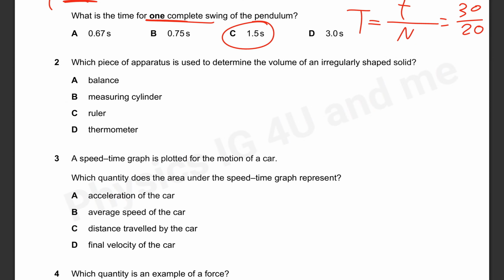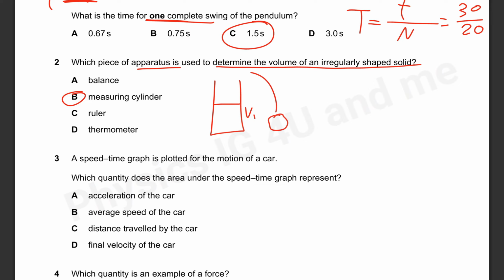Now, question 2, which piece of apparatus is used to determine the volume of an irregularly shaped solid? We know that we're going to use a measuring cylinder. Remember, I have a measuring cylinder with some liquid, water, with volume V1, and I have the stone. I submerge the stone inside it, so the level of water will increase with the stone inside. So this is V2. The volume of the stone is going to be V2 minus V1. So we use the measuring cylinder.